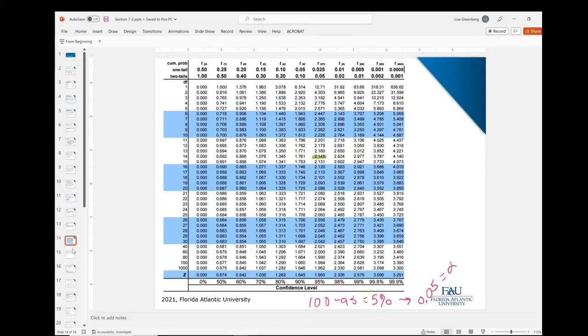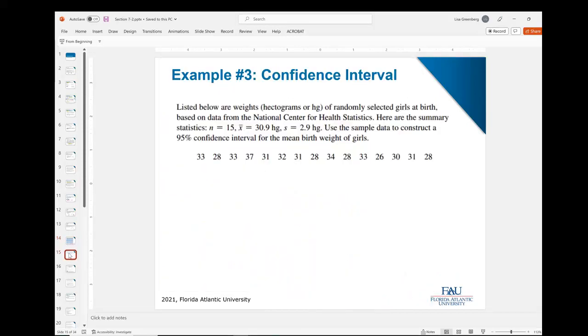Okay, I think we made it through that. Now we have a confidence interval. It says listed below are weights in hectograms or hg of randomly selected girls at birth, based on data from the National Center for Health Statistics. And we have summary stats.